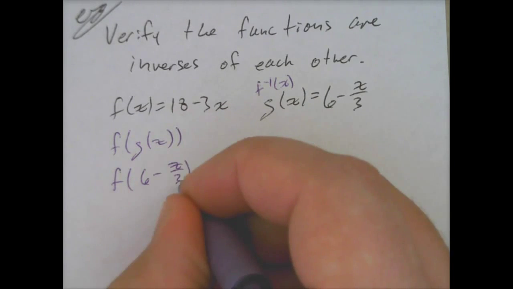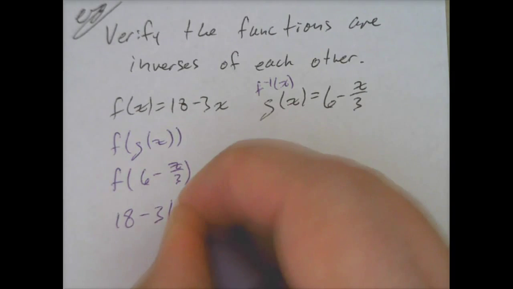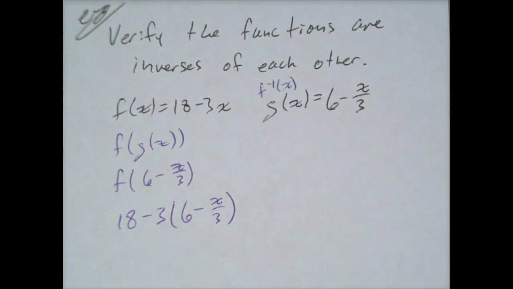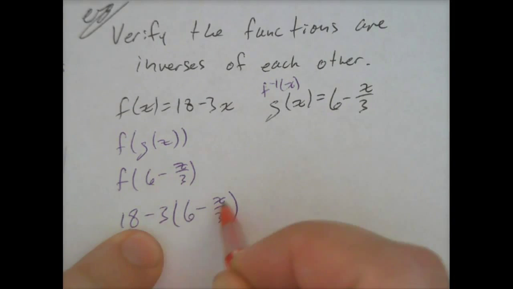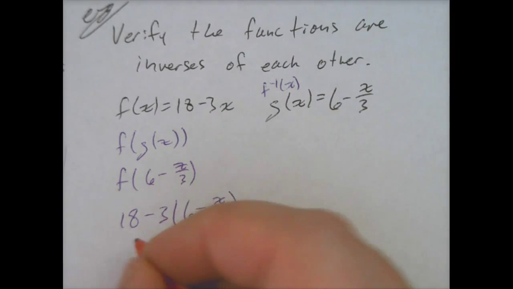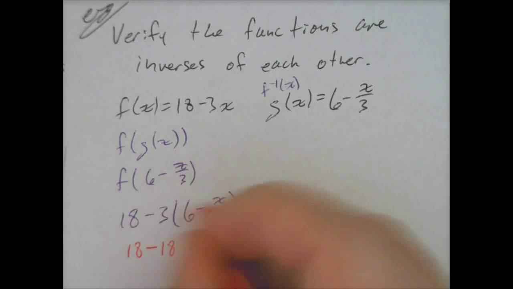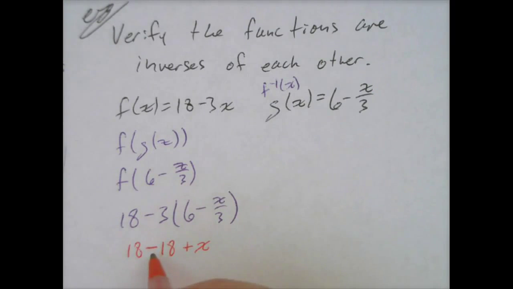Then I'm going to take this, substitute it in for x, just like we did in the last video. So 18 minus 3 times 6 minus x over 3. And then it's just a matter of distributing everything to everything and hoping that this comes out with only x. So I'm going to distribute the negative 3 to both of these terms. If I distribute it to the 6, this is 18 minus 18. Negative 3 times negative x over 3 will end up just plus x. Well, 18 minus 18 I'm pretty sure is 0, so I'm left with x.